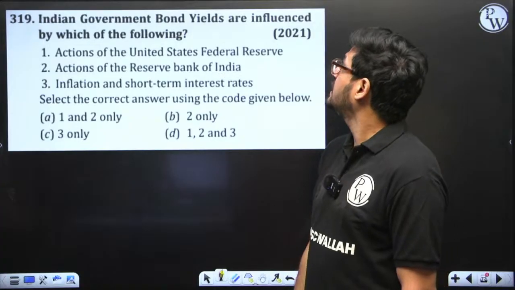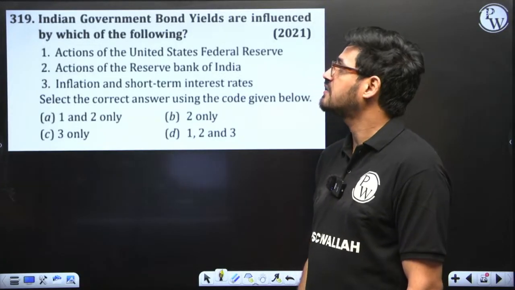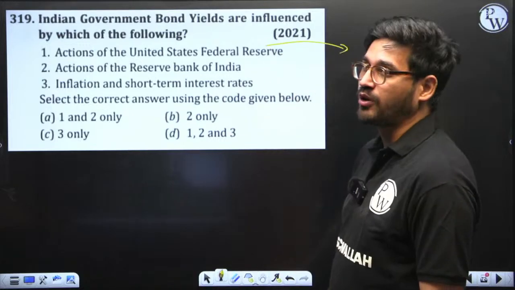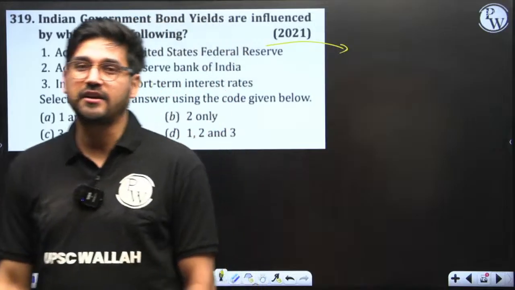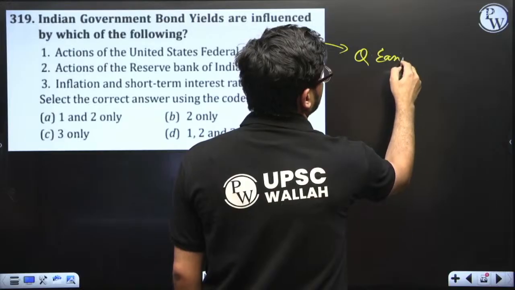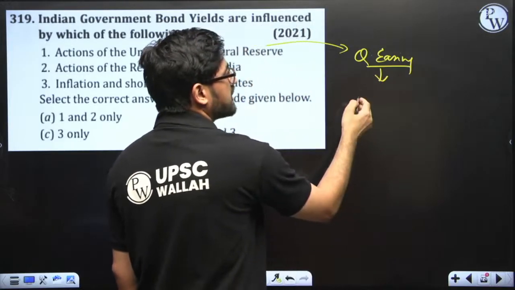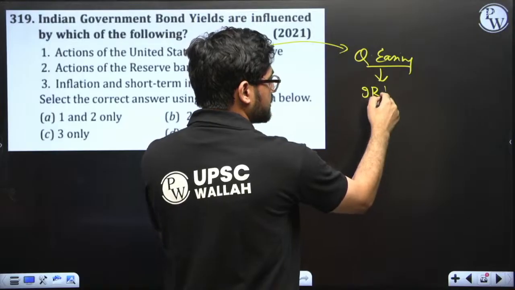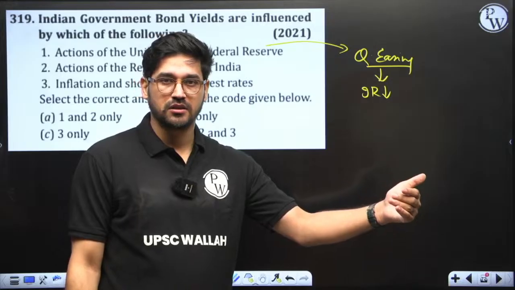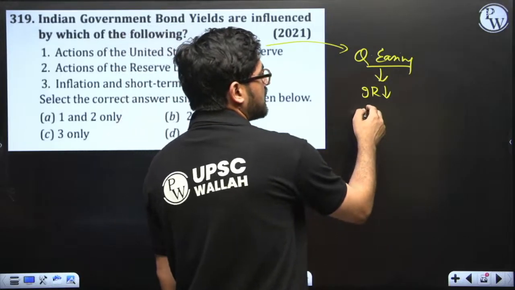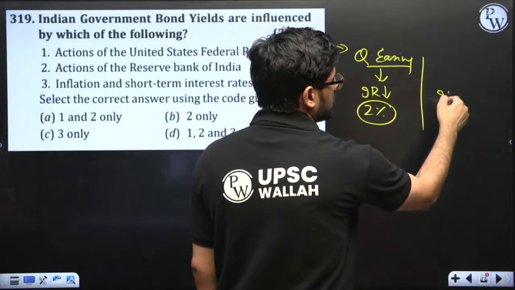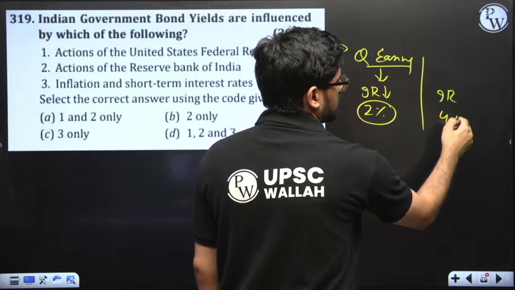Indian government bond yields are influenced by which of the following? First one says actions of the United States Fed Reserve. Now Fed Reserve is their equivalent of what we have an RBI for. Fed Reserve can, let's say, induce what is called quantitative easing. Fed Reserve may decide to reduce the interest rates. Imagine that the Fed Reserve has reduced the interest rates in the US to 2%, while interest rates in India are, let's say, 4%.